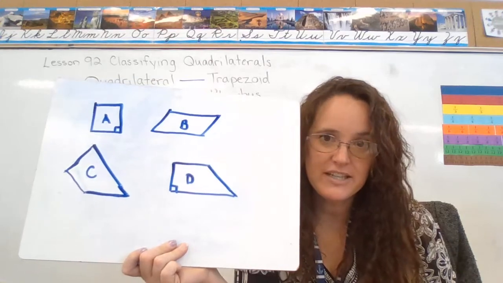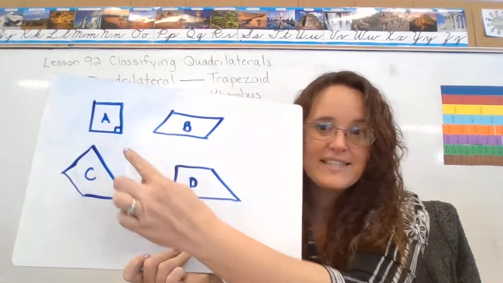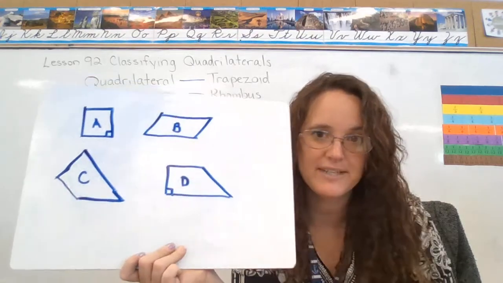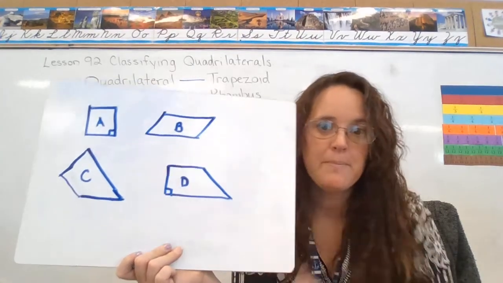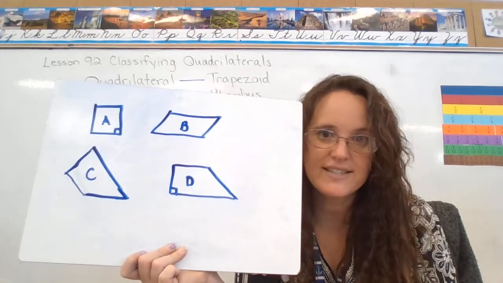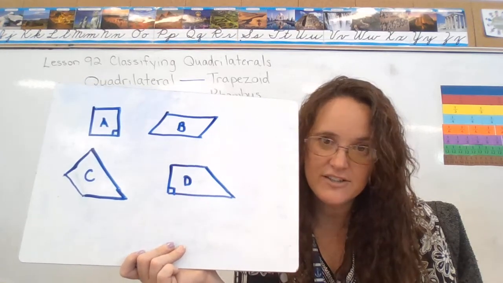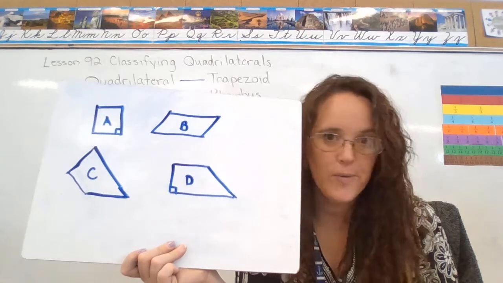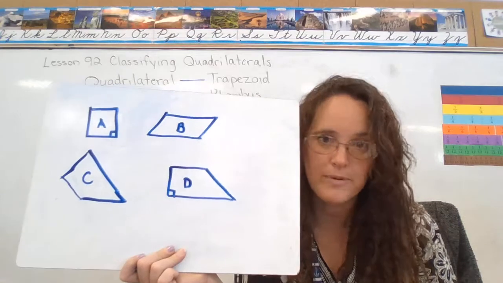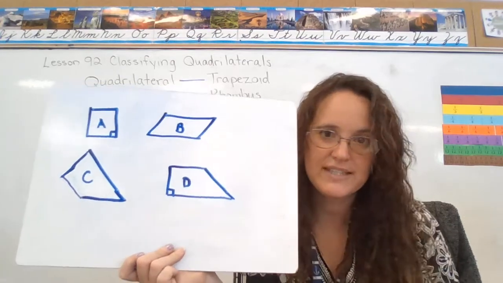Do we have perpendicular sides? Yes, this little square corner here shows you that those two sides are perpendicular to each other. B, do we have parallel sides? Yes, two sets. Do we have perpendicular sides? No, but the question is looking for which shape doesn't have parallel or perpendicular, so this one still fits.